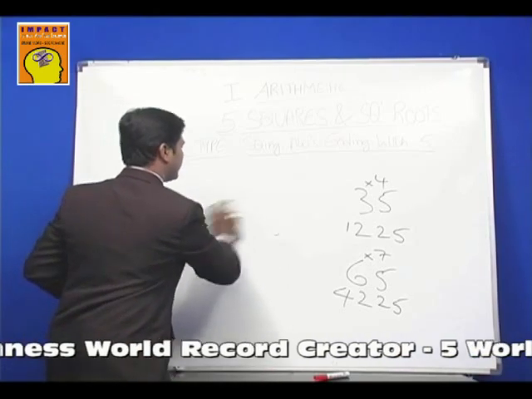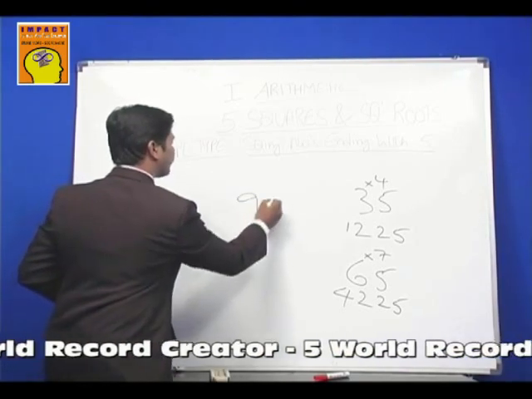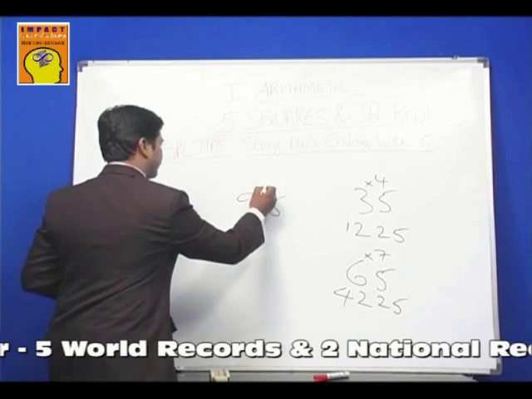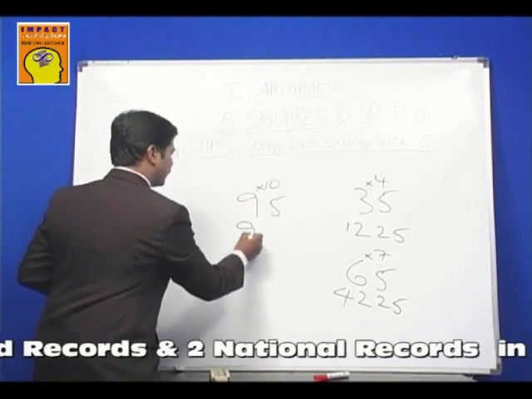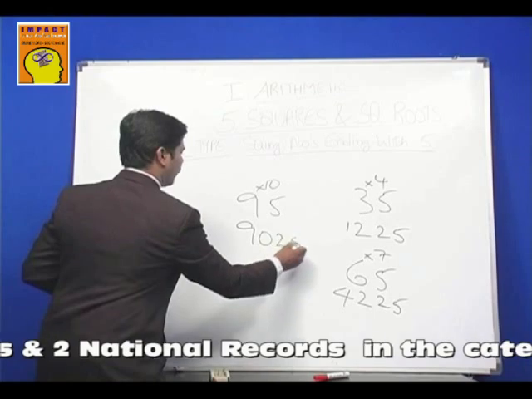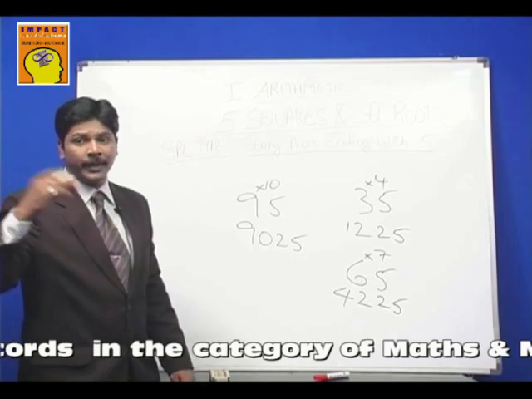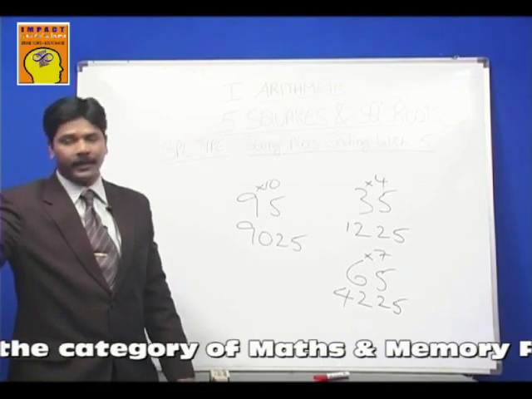Similarly, can you guess the answer for 95 square? Now, 9, the immediate next number is 10. Multiply 9 times 10. You get 90, and just write 25 after the number. That's the answer. Okay, now we'll extend this to even bigger numbers beyond 90, like 100 and above.